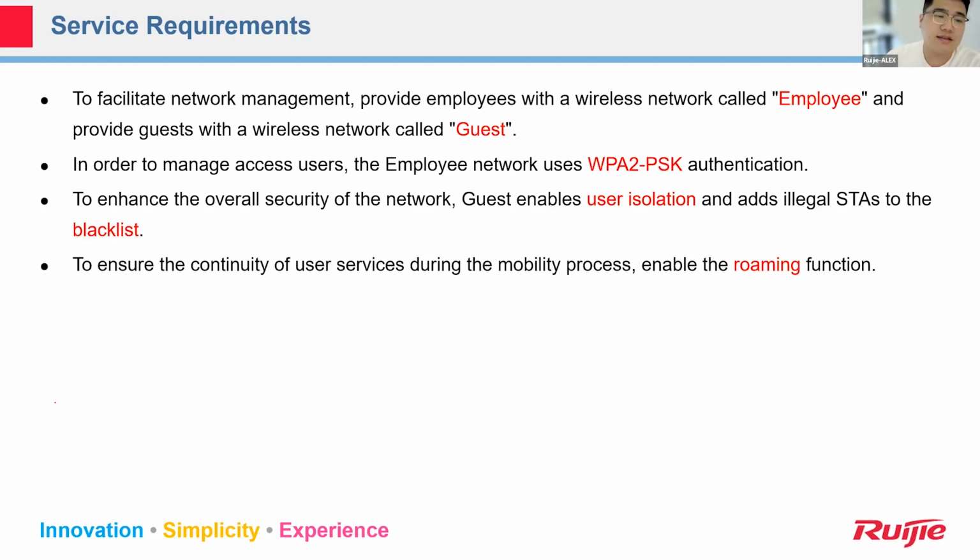blacklist. And lastly, actually, is the roaming technology, which is used to prevent the service interruption when we move inside the WLAN, right? For example, we are moving from the coverage of AP1 to AP2. So in this process, to prevent the service interruption, we can use the roaming technology. Okay, this is about the service requirements. And next, let's see the technologies we use to satisfy these requirements.